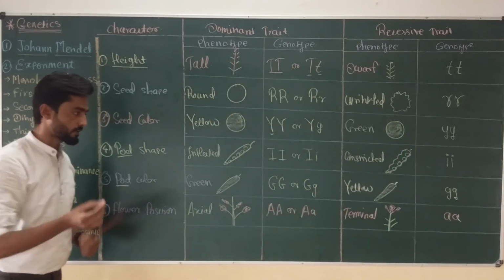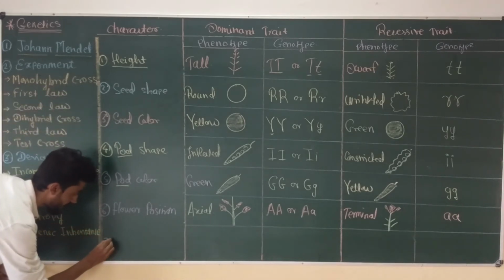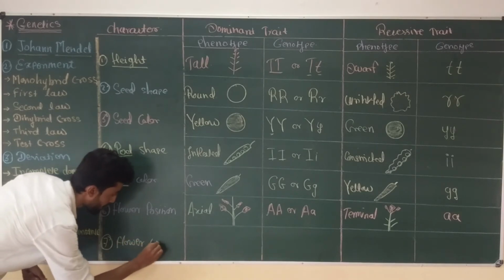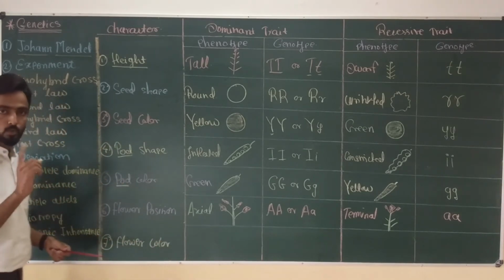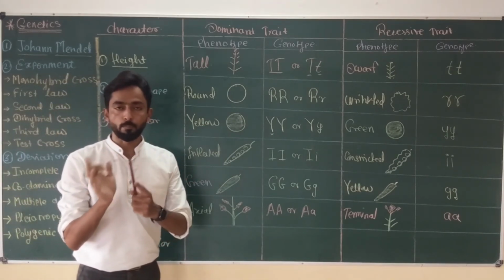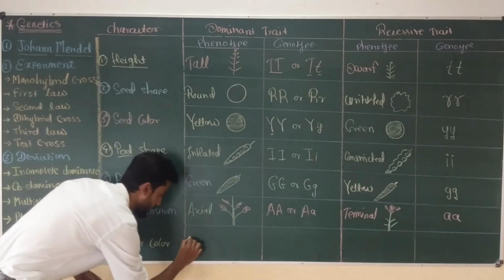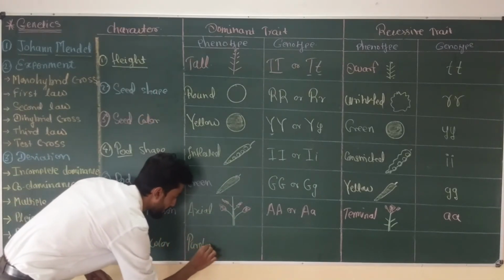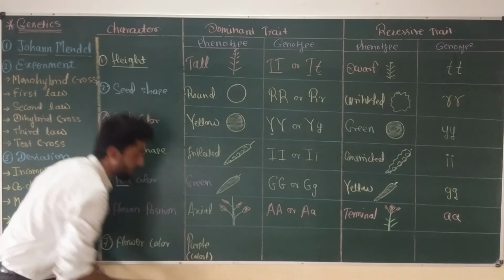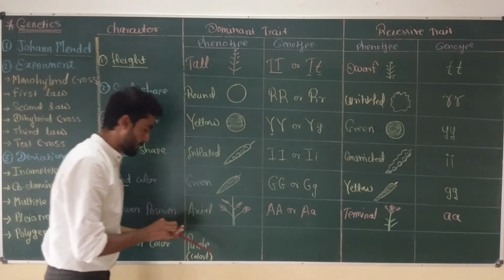Now the last character which Mendel selected in this plant is flower color. Two different types of flowers are present in this plant. Some flowers show purple color while others show white color. Now the purple color flower is the dominating trait, and the phenotype of the flower will be purple color.